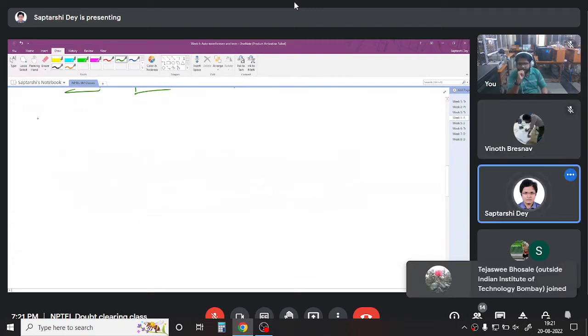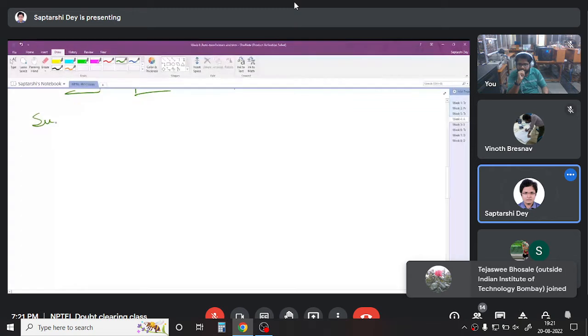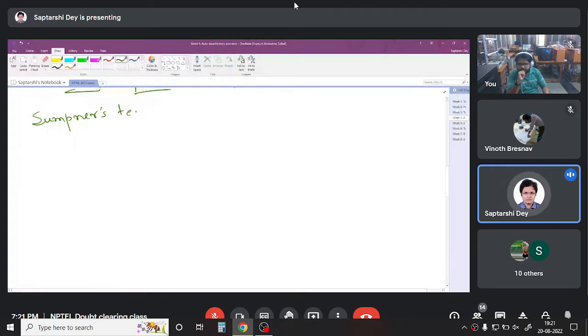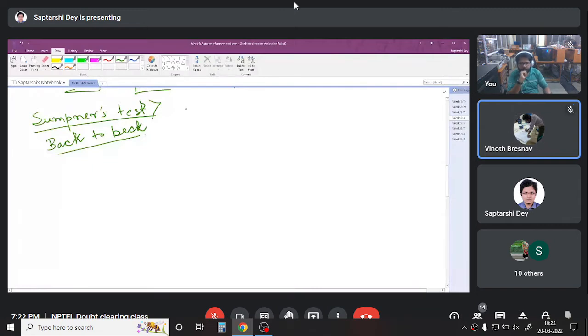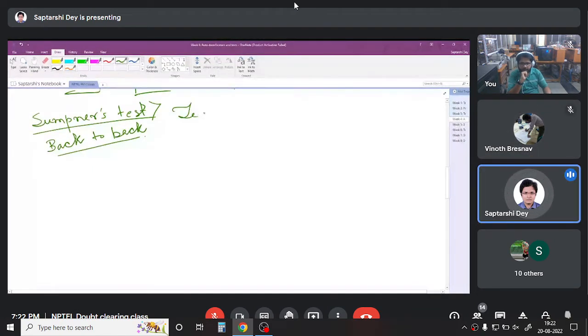Now the next part that was covered here is Sumpner's test. Anyone aware of this Sumpner's test? Studied it somewhere else, not necessarily in this course, in university or wherever? Back-to-back testing. Back-to-back test, yeah. Why is it done? For two identical transformers, sir, for temperature rise. Yes, Sumpner test is done for temperature rise.